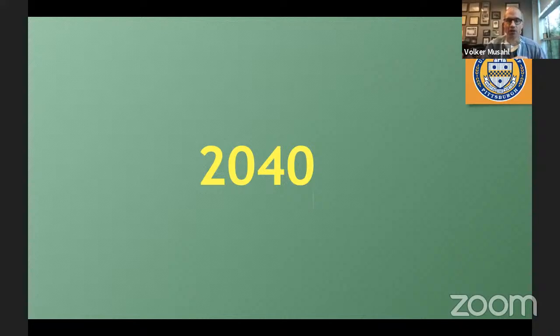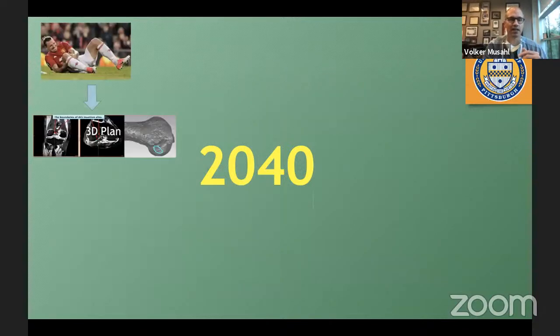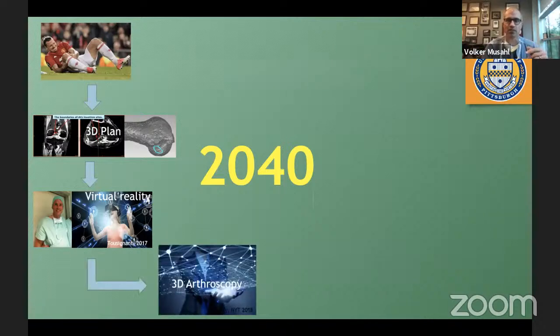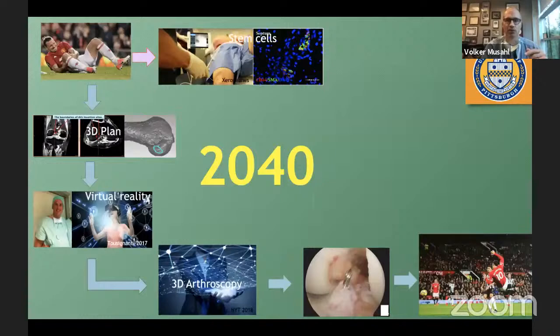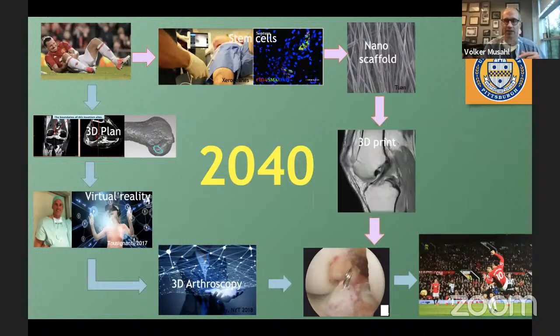I made a 2040 slide just for old times' sake. So you have an ACL injury. I think in the future we will do much more 3D planning. I think there will be virtual reality. It's already there. I know Pune, for example, is way ahead of everyone else. With that, we use 3D arthroscopy. And then on the other side, we use stem cells, I think, much more. There will be nanotechnology where the stem cells can be put into a graft. We 3D print the ACL, and then we have the perfect outcome.